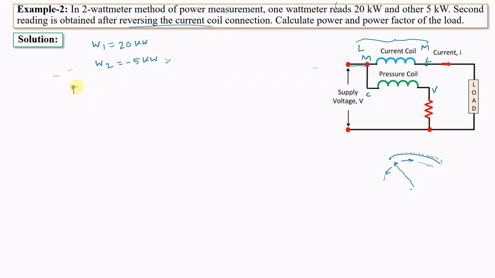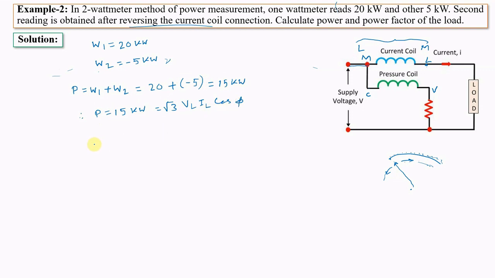So we know that the total power is the sum of two wattmeter readings. So it will be W1 plus W2. That means 20 plus minus 5, that is 15 kilowatt. So the total power of the three-phase load is 15 kilowatt in this case. This is root 3 VL IL cos phi.